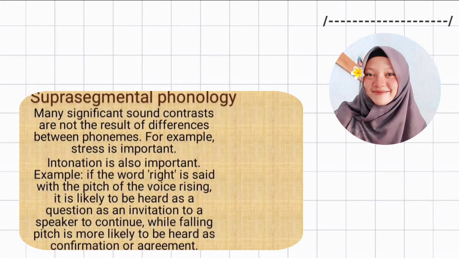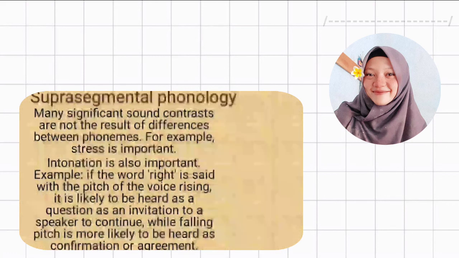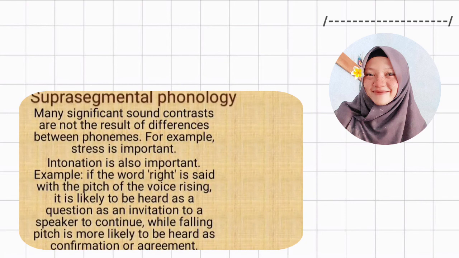And the last is suprasegmental phonology. Many significant sound contrasts are not the result of differences between phonemes. For example, stress is important. When the word "import" is pronounced with the first syllable sounding stronger than the second, English speakers hear it as a noun, whereas when the second syllable is stronger, the word is heard as a verb.